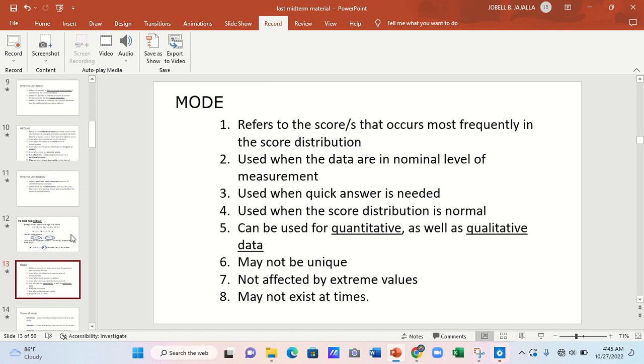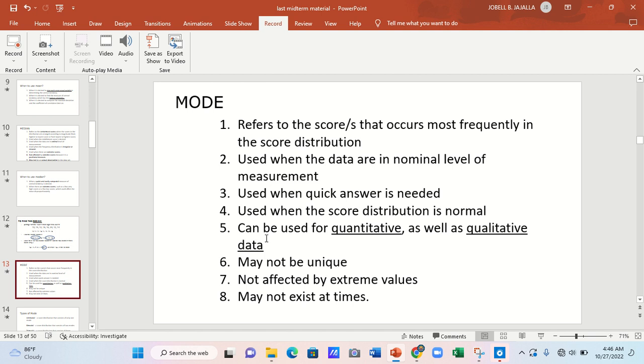Then for number 4, this is used when the score distribution is normal. So it is still a normal distribution. With a normal distribution, it could be mean or mode. But if the distribution is skewed or irregular by nature, we again use the median. For number 5, this can be used for quantitative and qualitative data.